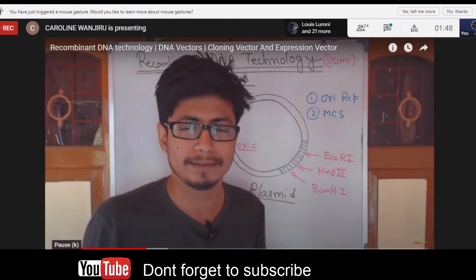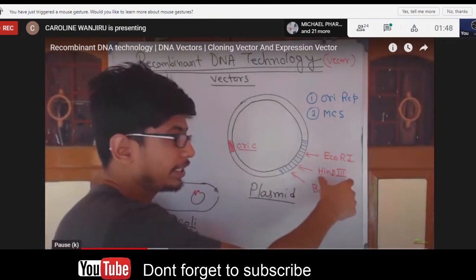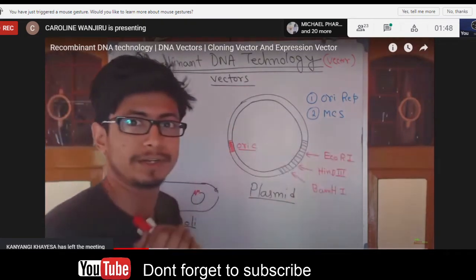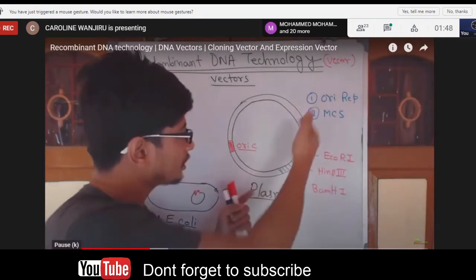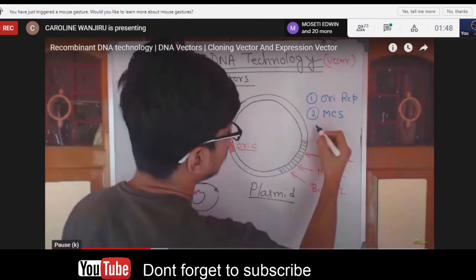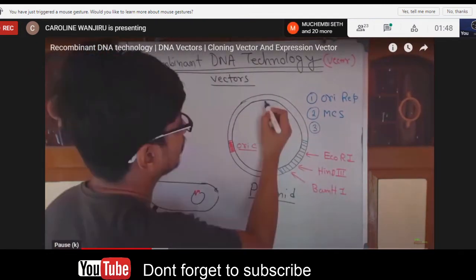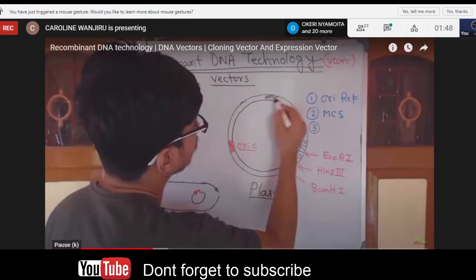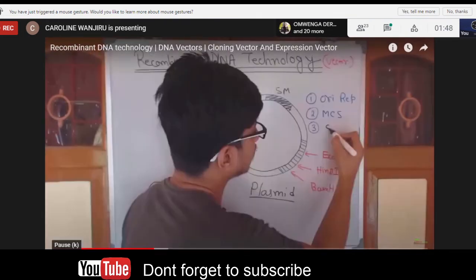So if our target DNA is placed in such a way that we cannot treat it with EcoR1, we can treat it with HindIII to cleave it, and we can easily put it in the same vector that we used with EcoR1. That is an advantage, and that's why we want a multiple cloning site, a stretch of sequences there. And the third important property it should have is called a selectable marker. For example, some place here. Selectable marker.